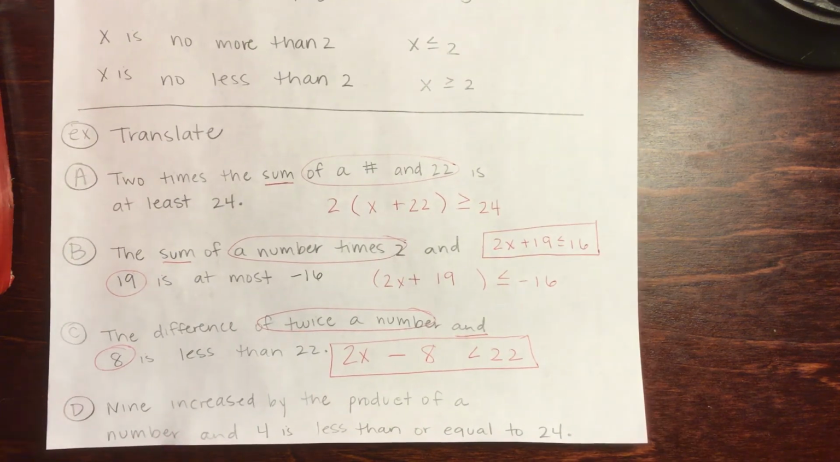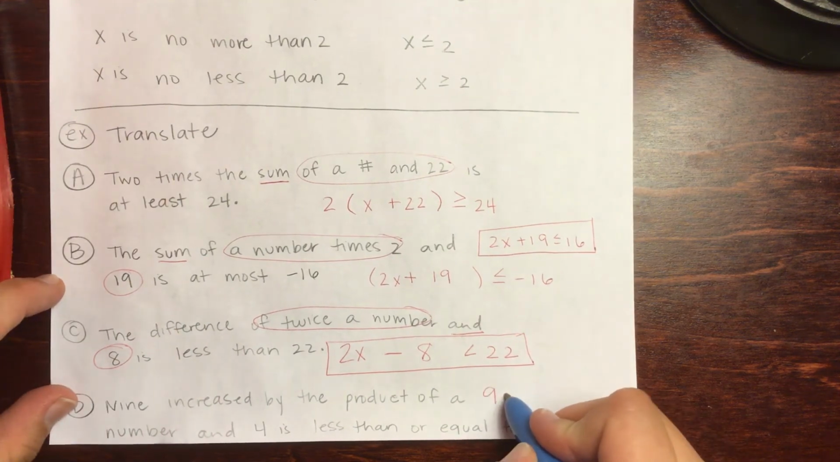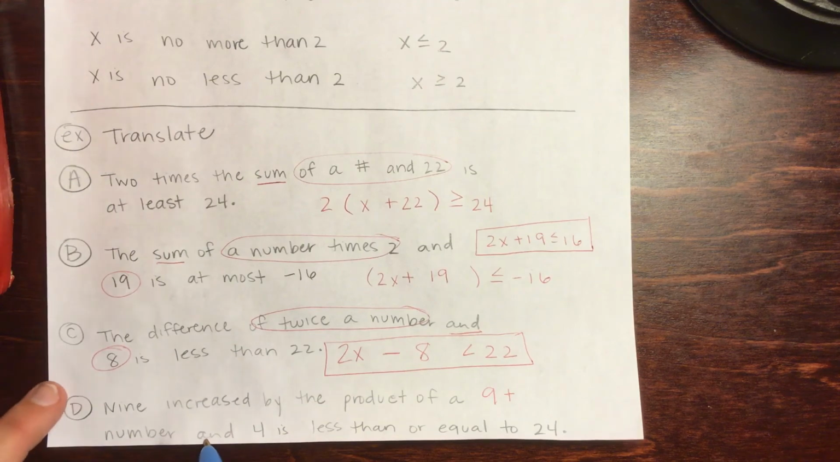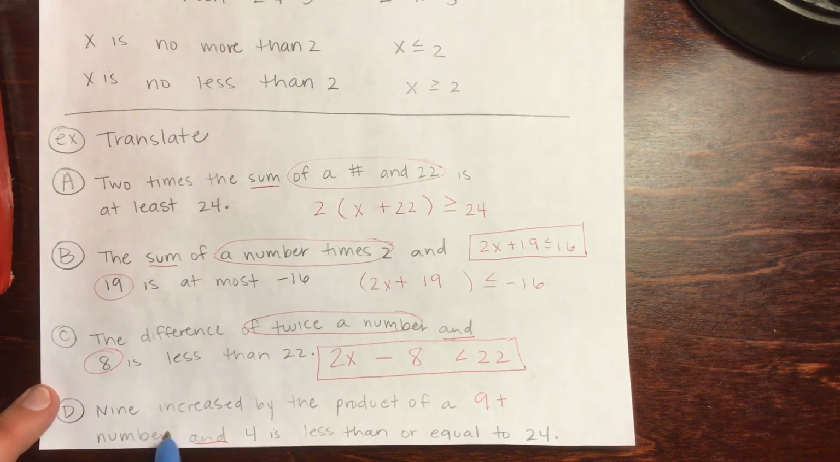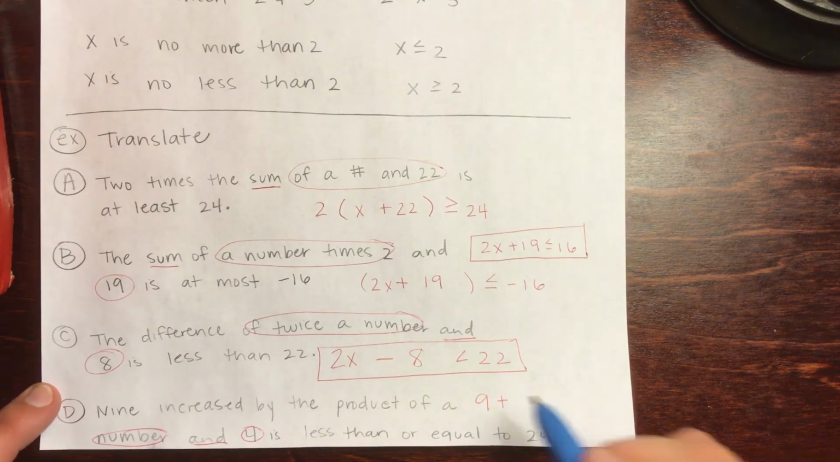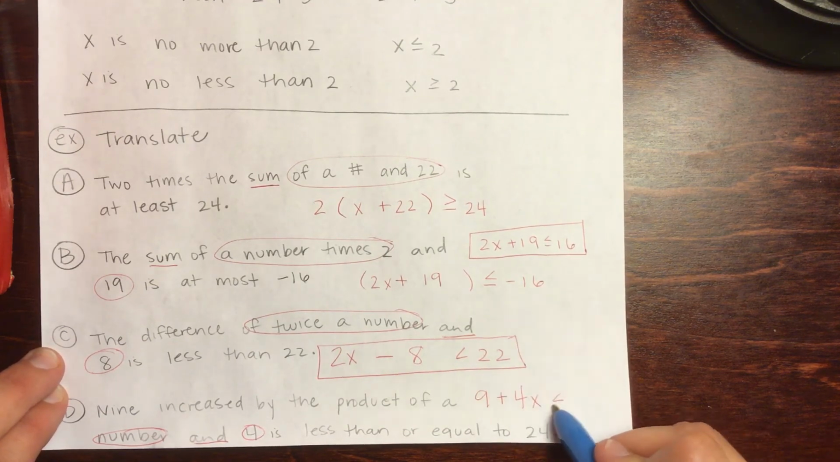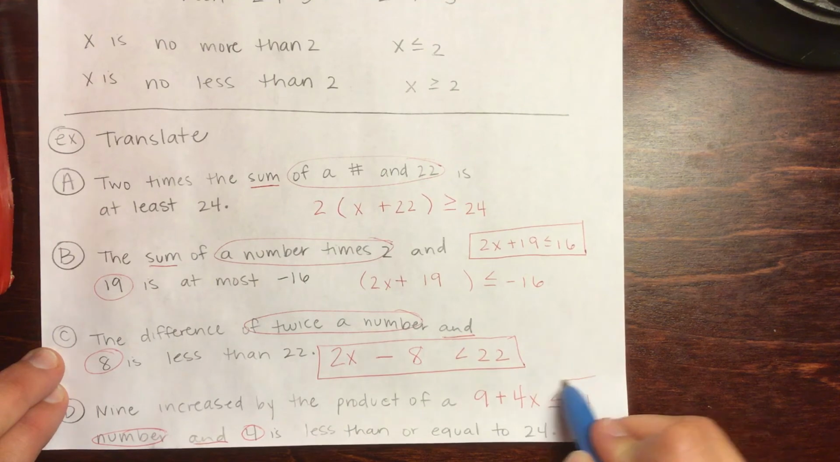And the final example: 9 increased by the product of a number and 4 is less than or equal to 24. So 9 is increased by, or added to, something, and it's increased by the product of a number and 4, the product of something and something. Product means multiply. So 4 times some random number has to be less than or equal to 24.